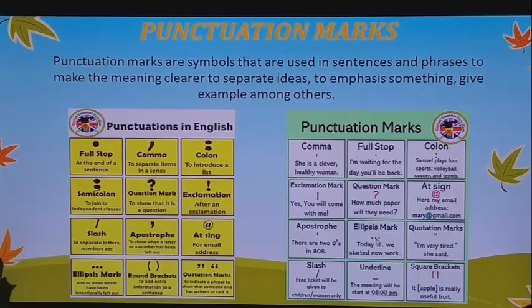For example, today we started new work... Round brackets, to add extra information to a sentence.